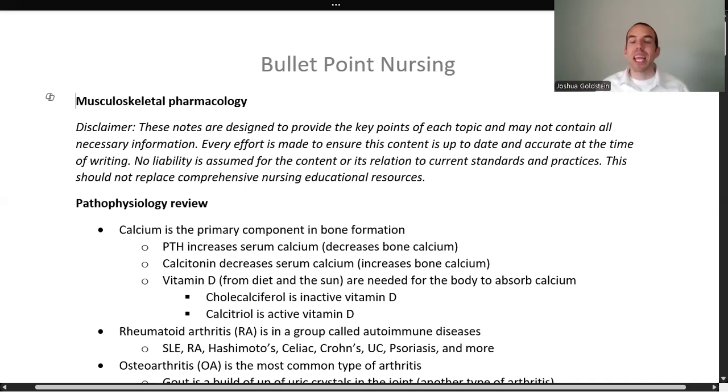Now, both of these work in opposite to the bone. So if it's bringing up the calcium level in our blood, that means it's bringing it down in the bone and vice versa. Next, let's talk about vitamin D.